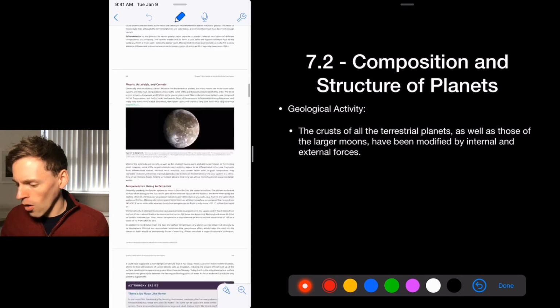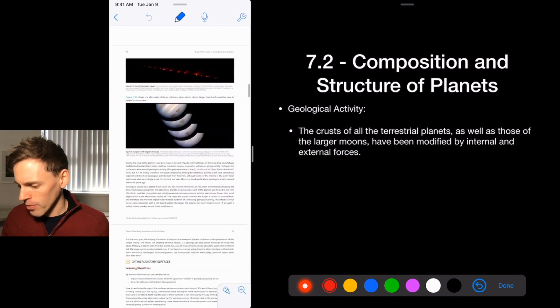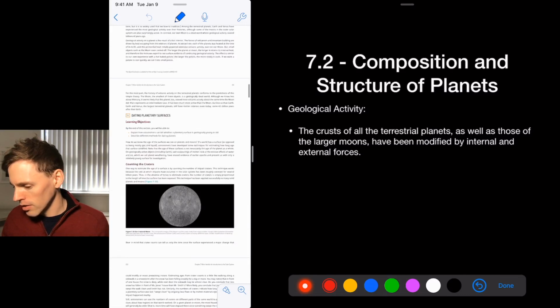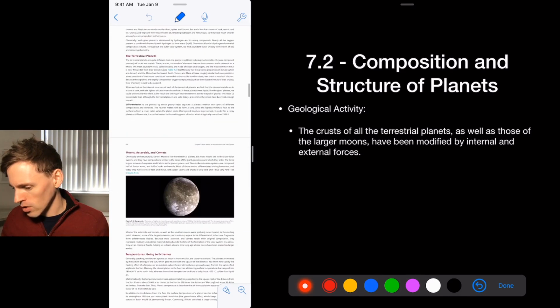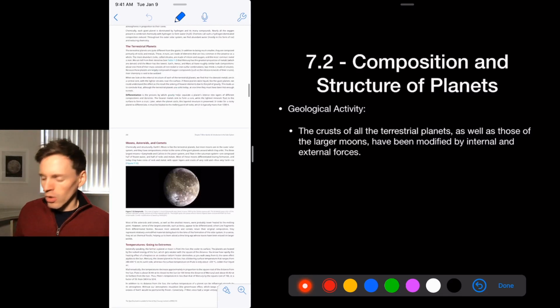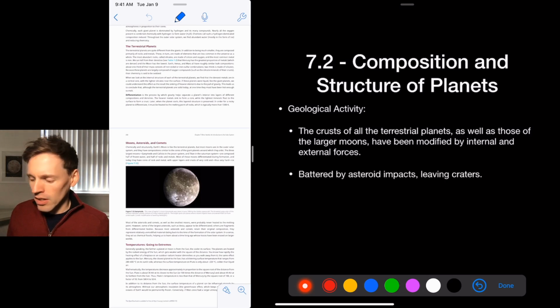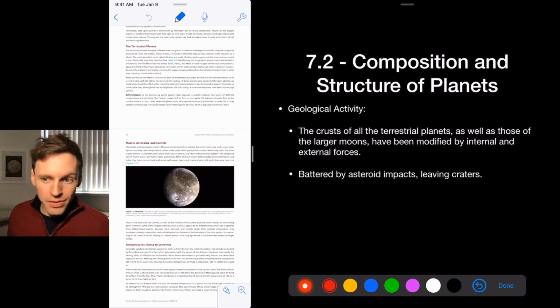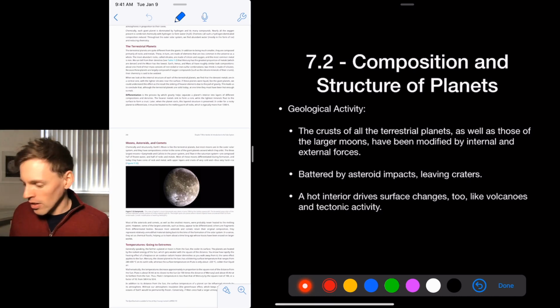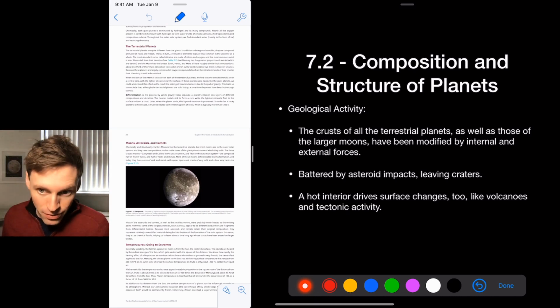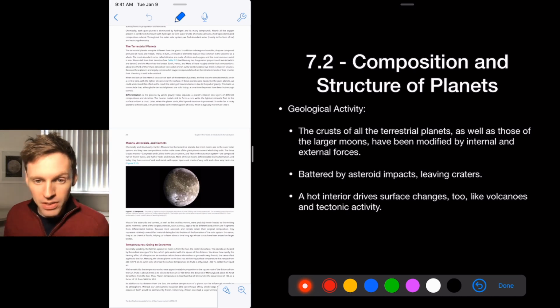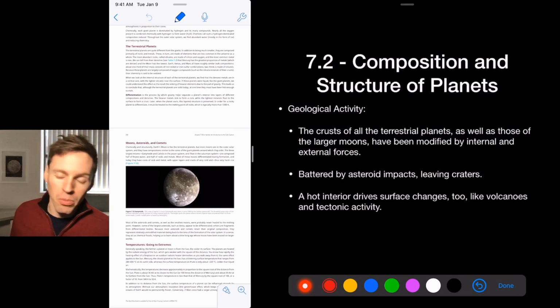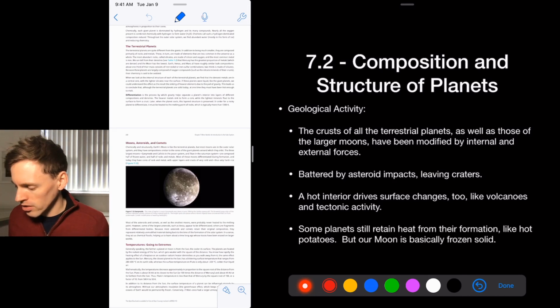Okay, so geological activity. The crusts of all the terrestrial planets, as well as those of the larger moons, have been modified by internal and external forces. For example, asteroids will leave impacts and craters behind, but the interior, if it's hot enough, will drive changes on the surface, like volcanoes that will erase craters, or tectonic activity that will create mountains and push craters away.